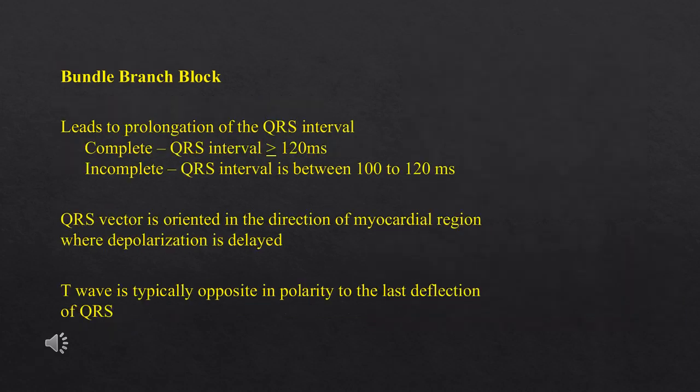Bundle branch block is a prolongation of the QRS interval. It is said to be complete if the QRS interval is greater than 120 milliseconds, and incomplete if the QRS interval is less than 120 milliseconds. The QRS vector is oriented in the direction of the myocardial region where the depolarization is delayed. The T wave is typically opposite in polarity to the last deflection of the QRS.